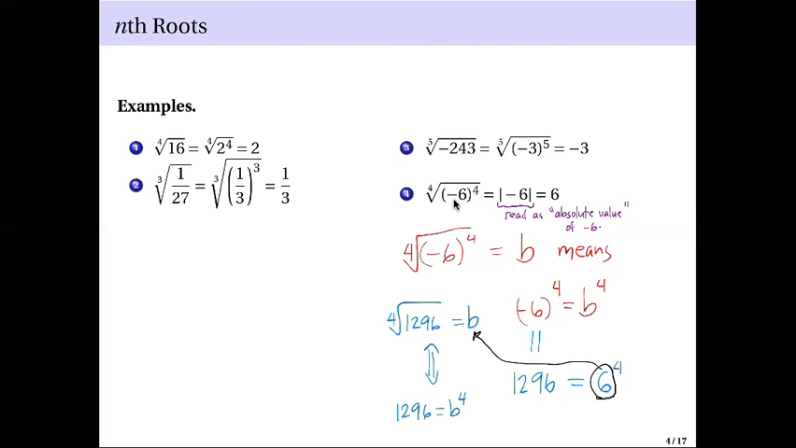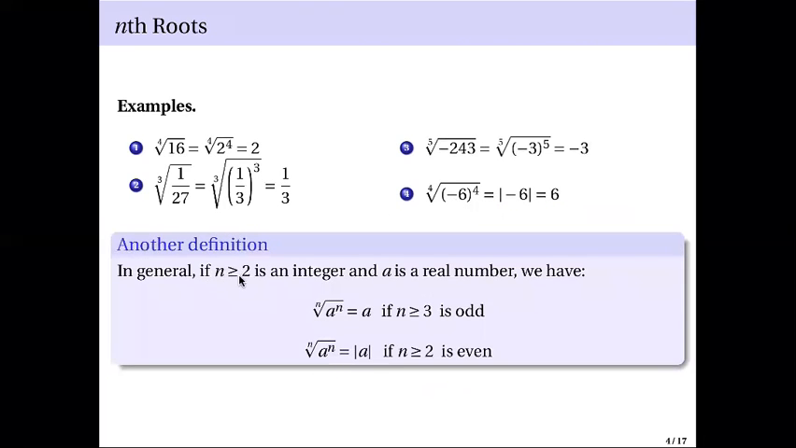Okay? So, in general, we have the following. If n is greater than or equal to 2 and is an integer, and a is a real number, we have the following. The nth root of a to the n. So n index, power of a is n. The nth root of a to the n is equal to a. So it looks like this n here and this n here canceled. If n is an odd number greater than or equal to 3. Take note of that condition.